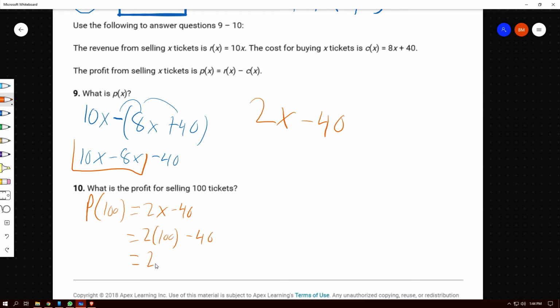2 times 100 is 200 minus 40. 160. Ooh, I don't know how that happened. So, what is the profit for selling 100 tickets? Well, it's $160. That's pretty cool.